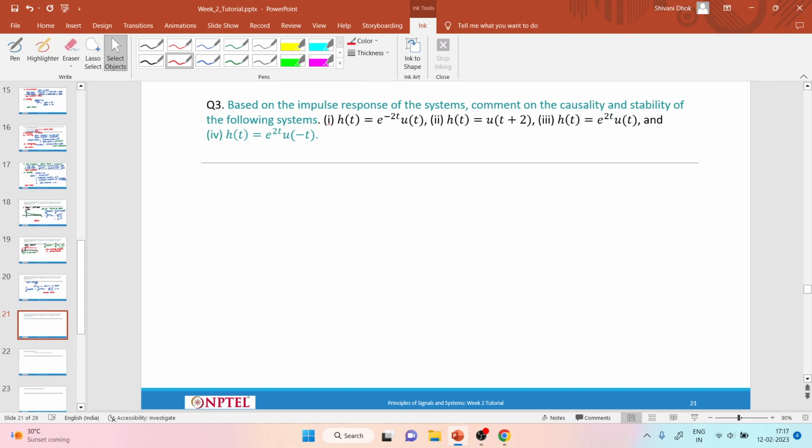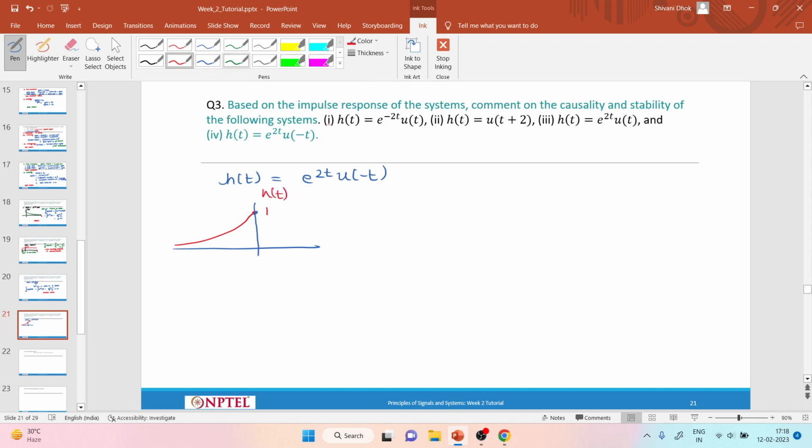Now let us look at the final part of this question, and it is h of t is equal to e power 2t u of minus t. So now this is the flipped version, like actually it looks something like this. At t equal to 0, it takes value 1, and then it decays towards minus infinity. So this is my h of t.